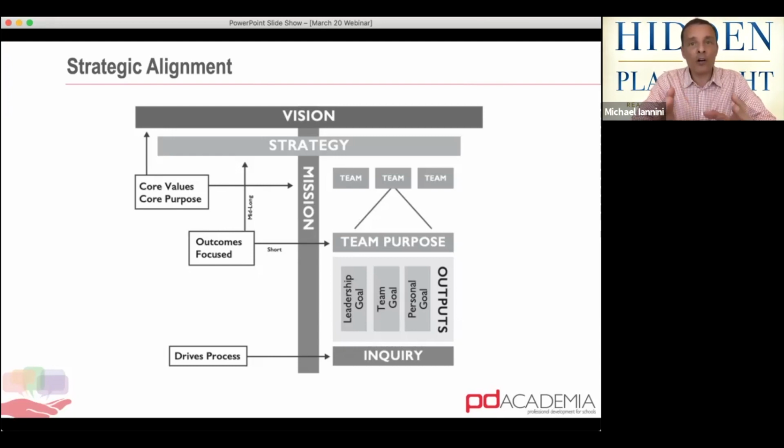And therefore, we want our teams to align with that strategy. And that strategy should also be aligned with the mission and the vision. Now, when you achieve this level of alignment, teams are going to have greater clarity of purpose. And this is coming back to the first leadership strategy, clarity of purpose. If you want to improve teaching and learning, ensure your teams know what they need to do.